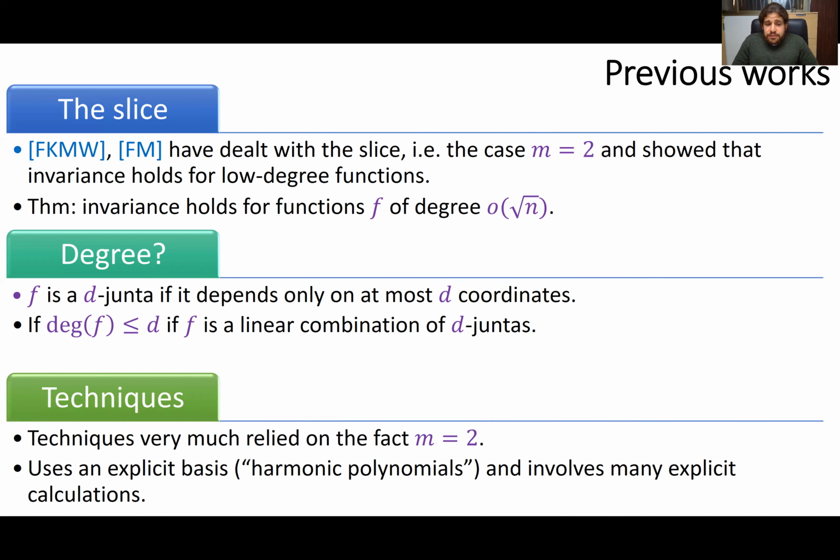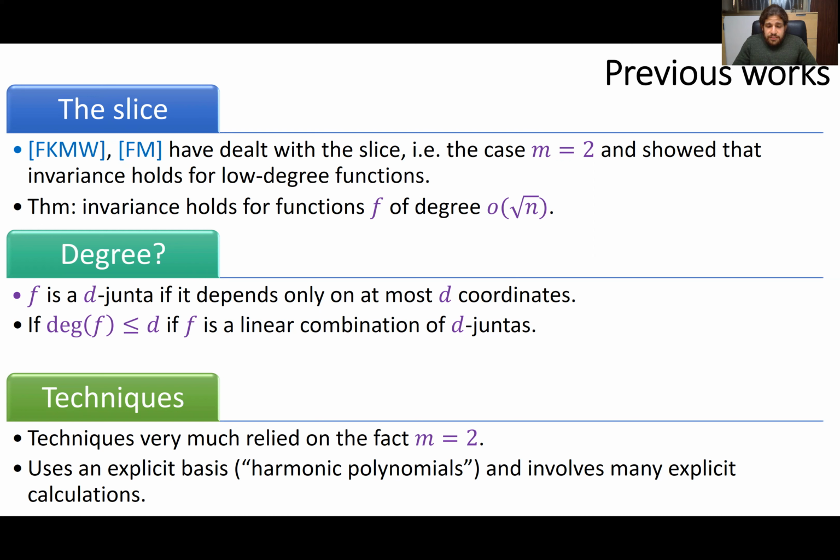So this result on slice is very nice, but the techniques that they used relied very much on the case that m is equal to 2. And this is because they use an explicit basis for functions, a basis that is called harmonic polynomials. And once they derive this basis, it's a kind of basis that you can do lots of explicit computations over. And indeed, this is what they do, and they end up proving this invariance principle by force.